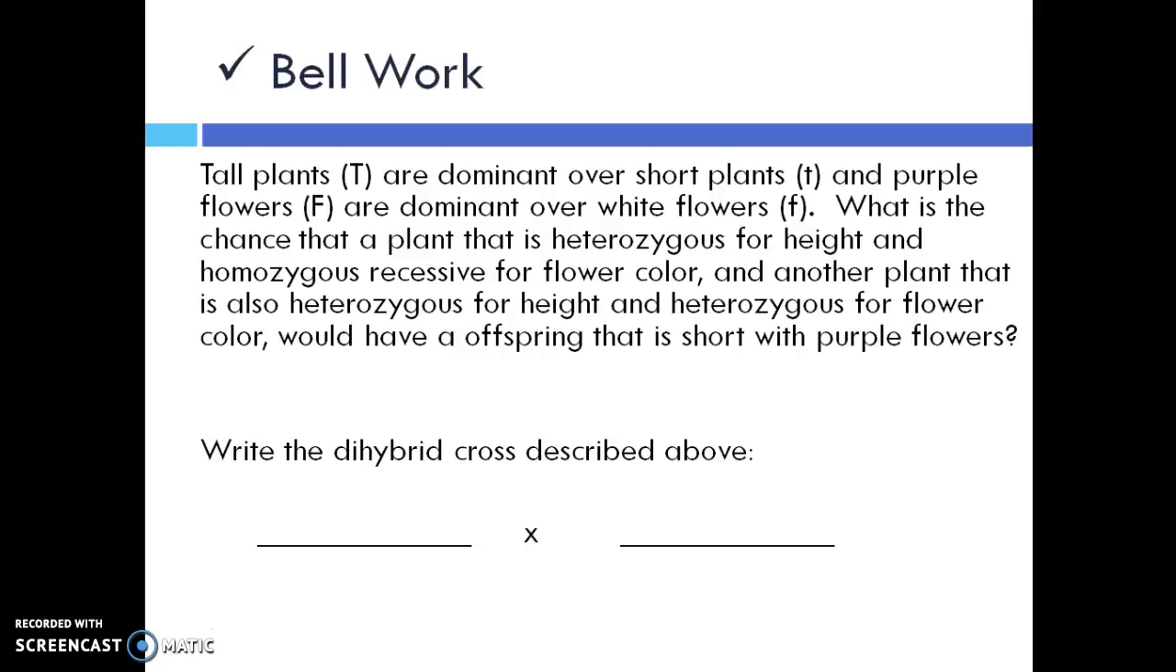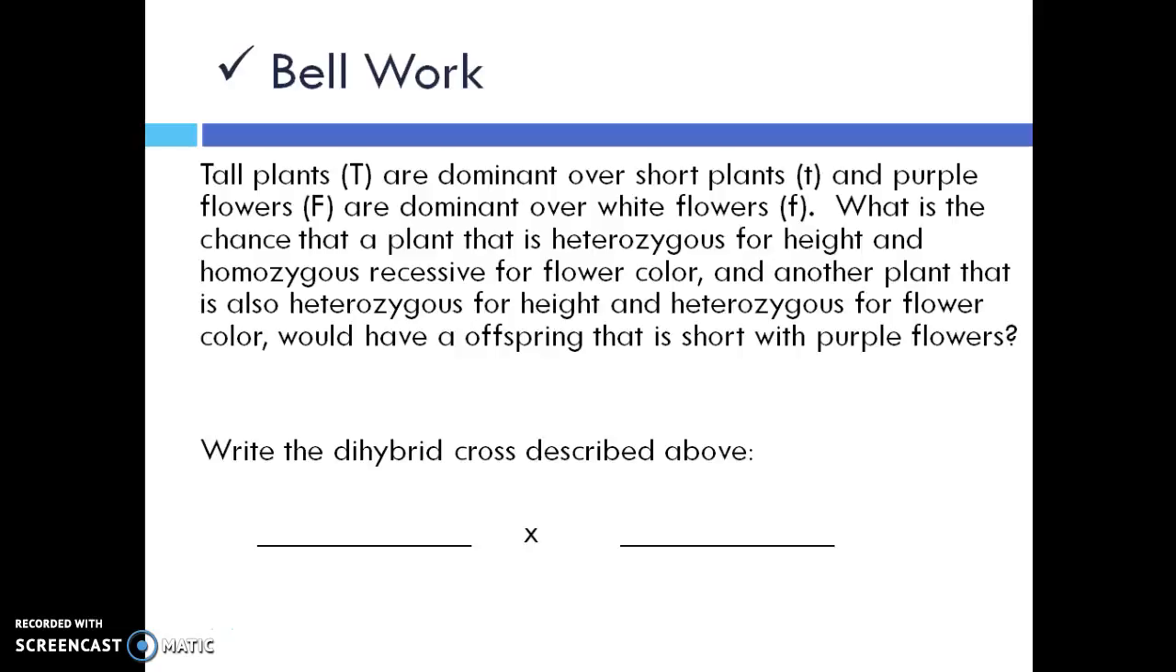So the bell work says that tall plants, big T, are dominant over short plants, little t, and purple flowers, big F, are dominant over white flowers, little f. What is the chance that a plant that is heterozygous for height and homozygous recessive for flower color, and another plant that is also heterozygous for height and heterozygous for flower color, would have offspring that is short with purple flowers? So remember, we are looking at two different traits at the same time.